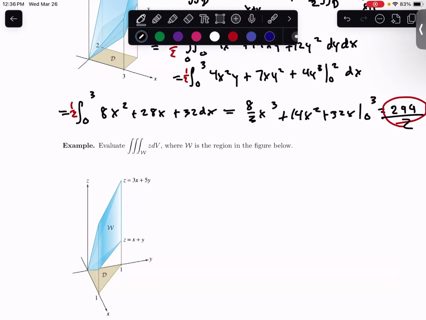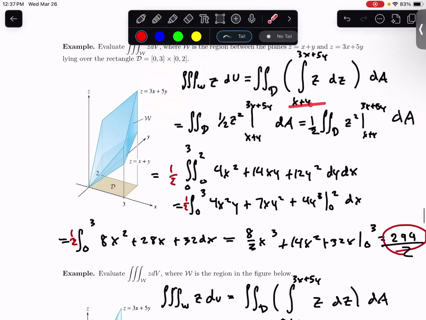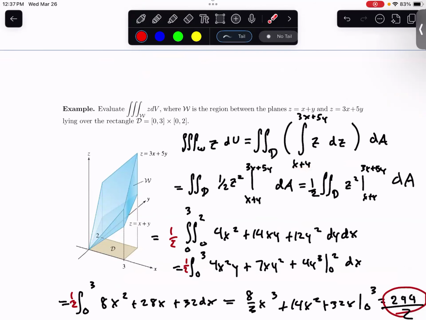So if we want to do this triple integral over W of Z dV, this is still just going to be equal to a double integral over D, where D is this triangle here. And then you have this third integral here bounded by X plus Y, and then 3X plus 5Y. And then we're integrating Z. This will be dz, and then you'll have the dA. And so this is exactly the same as what we had before, right? There's no difference between what we have here and what we have here. The only thing that's going to change is the double integral.